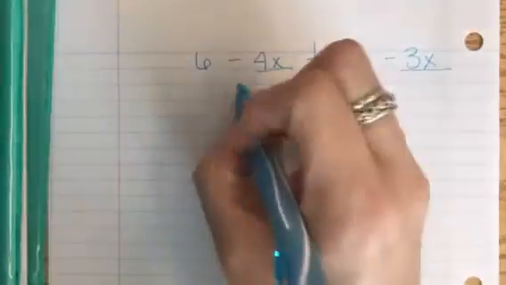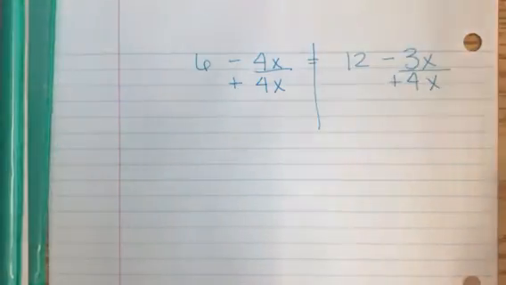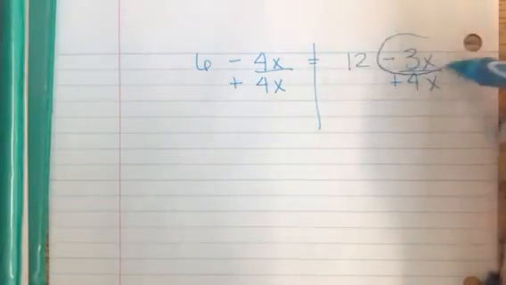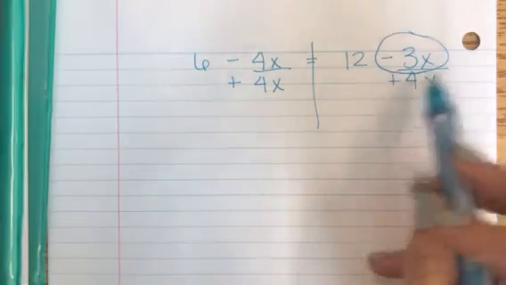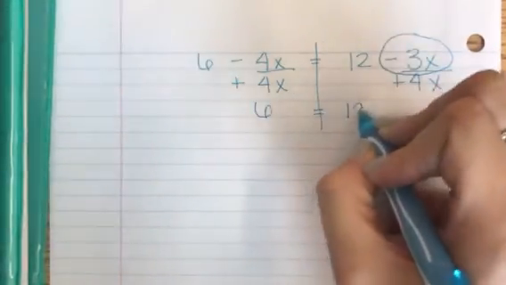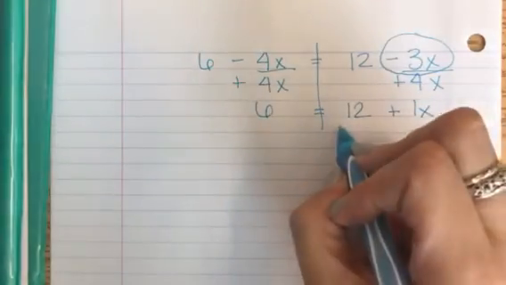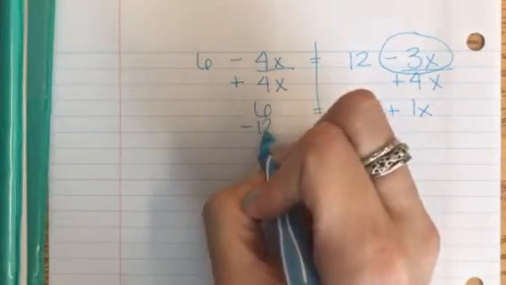Okay, so they're on opposite sides. We're going to use the opposite sign. When we combine these, be really careful because we really want to take a negative 3x plus 4x. So we'll have 6 equals 12 plus 1x. And then we can finish solving.